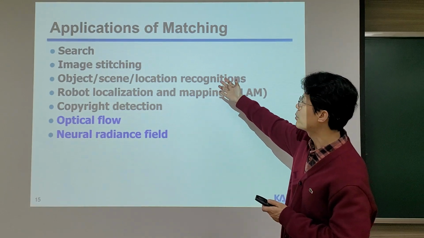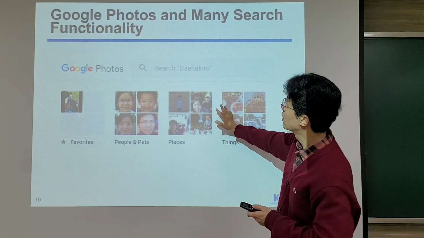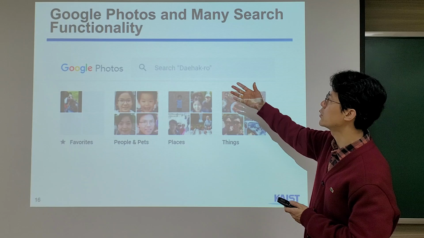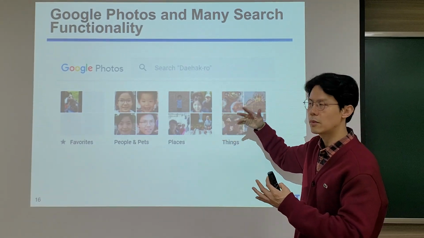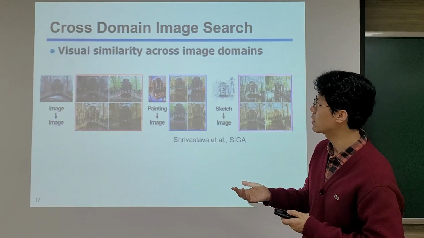There are also many other applications of image search and matching. We can also do this with Google Photos. I'm not sure whether you are using Google Photos, but I am, and Google identifies similar images and groups them, and then we can do some searches.